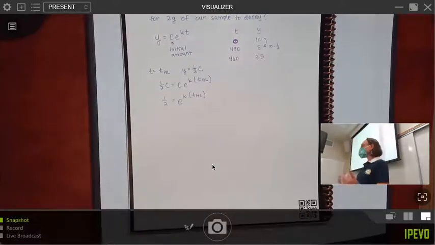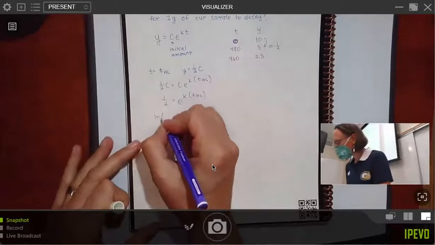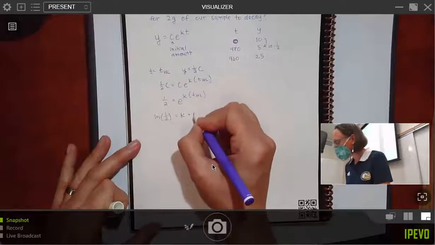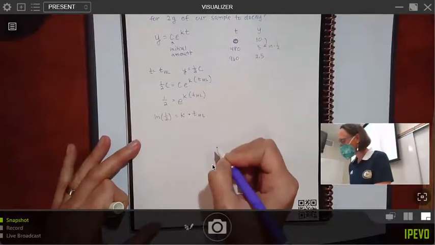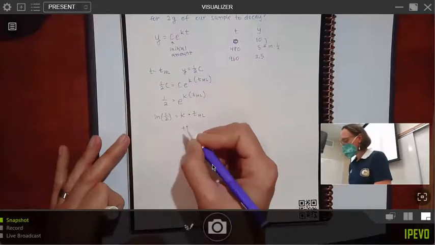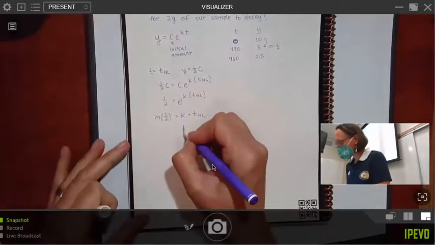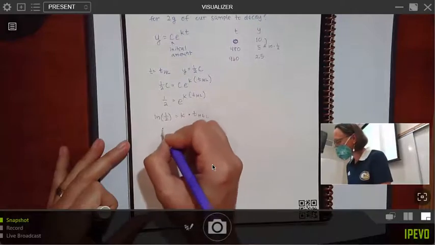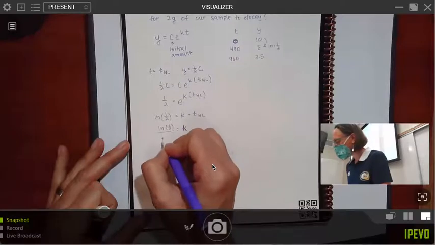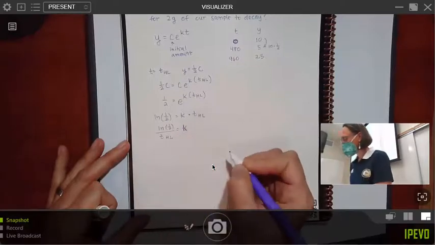And then use the same trick that we used on the previous problem. I'm going to take the natural log of both sides to get rid of that e. So I'll have natural log of 1/2 is equal to k times T half-life. I was trying to solve for k. So my k is equal to ln of 1/2 divided by T half-life.